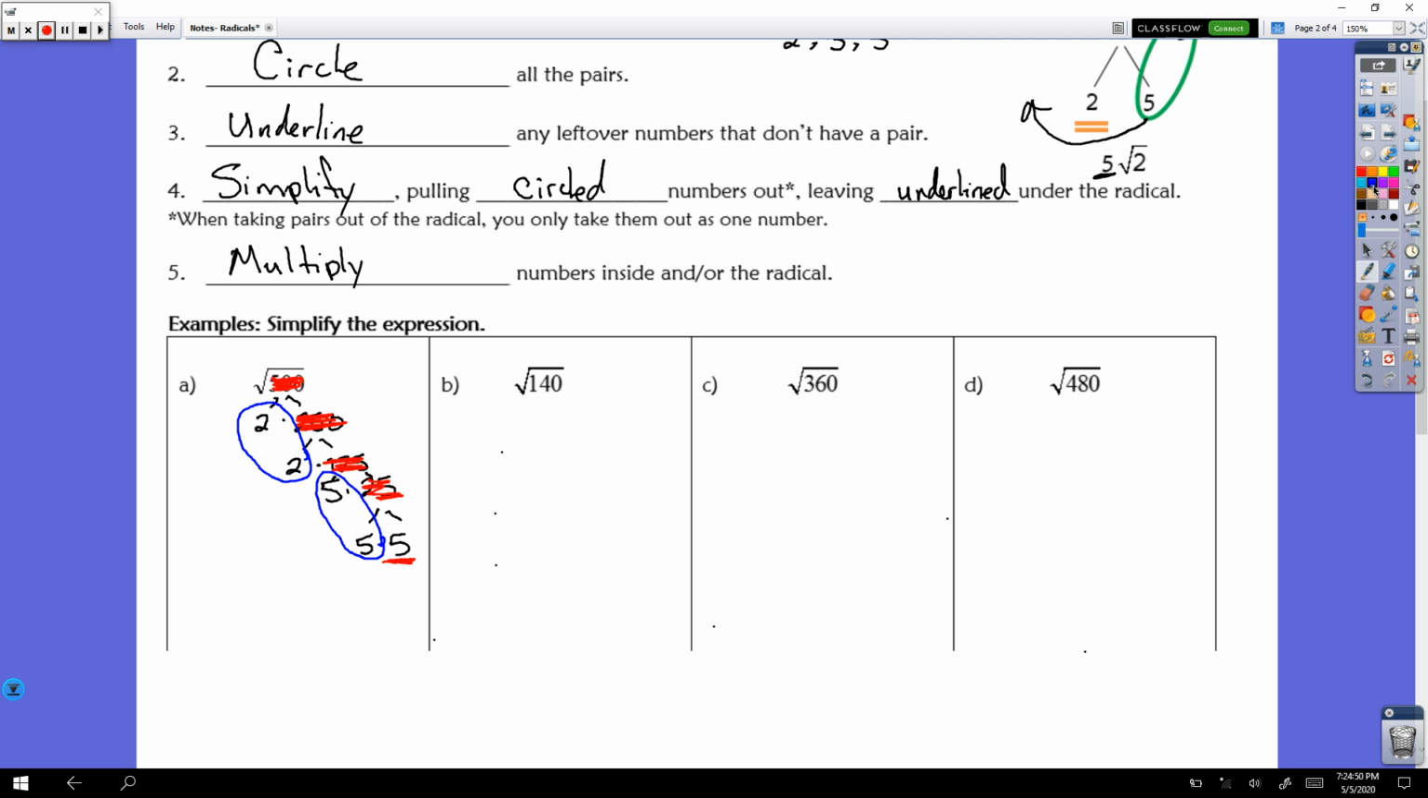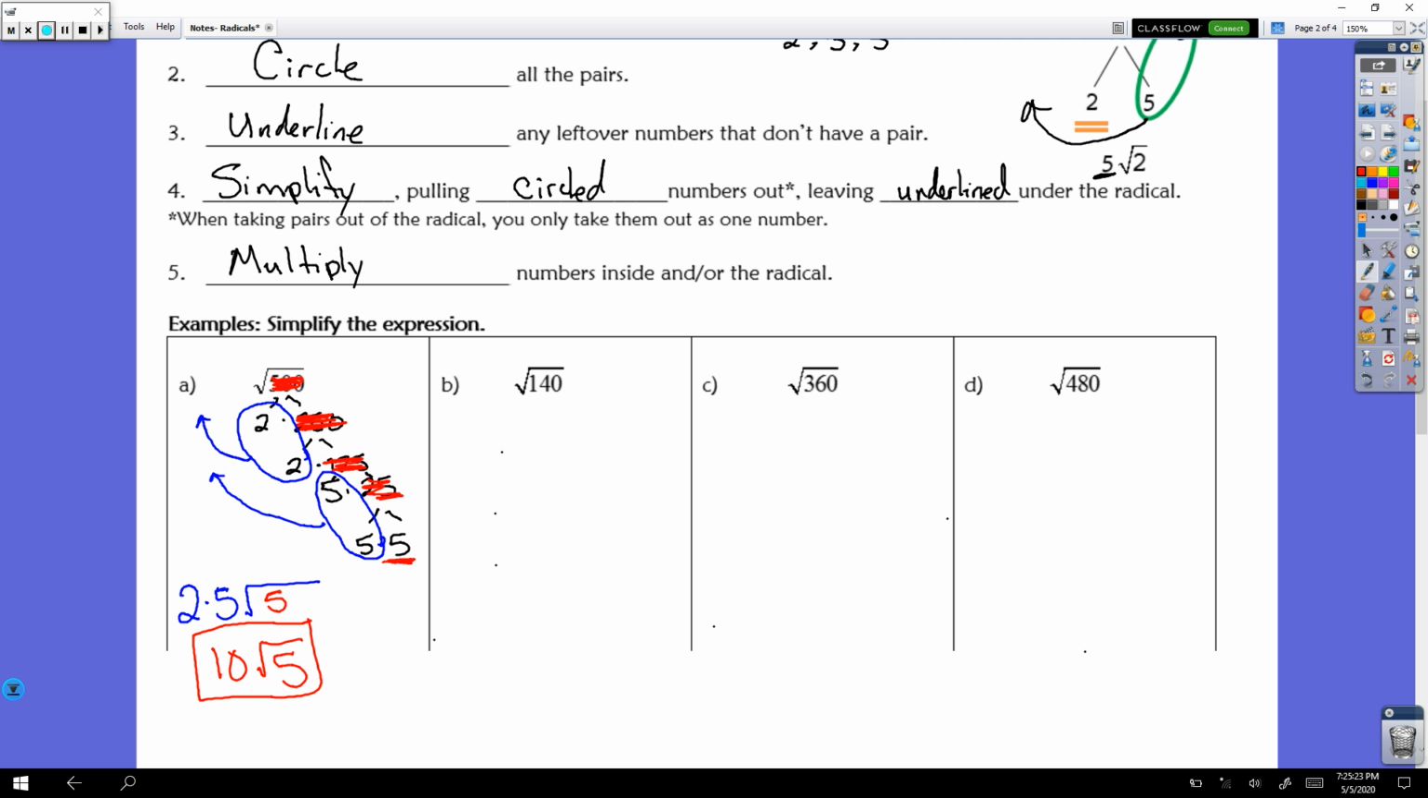So I'm going to take the group of 2 and the group of 5 out front. So I would have one group of 2s and one group of 5s. And again, we always multiply if there's multiple numbers. Then I have my square root, and the underlined term is left on the inside. So I have the 5. So my final answer, 2 times 5 would be 10 square root of 5.